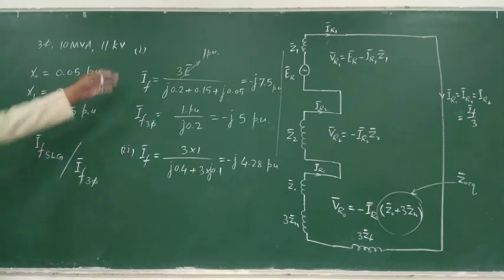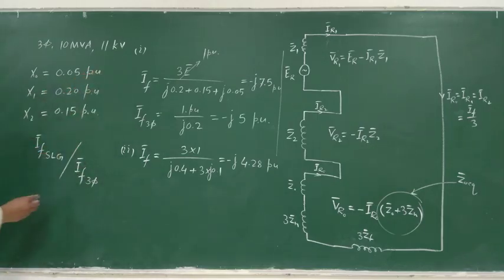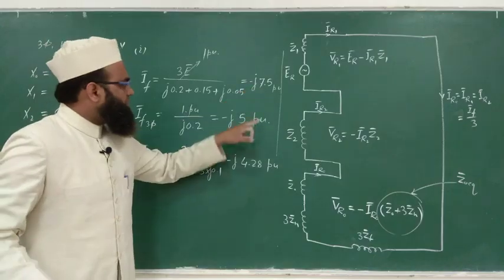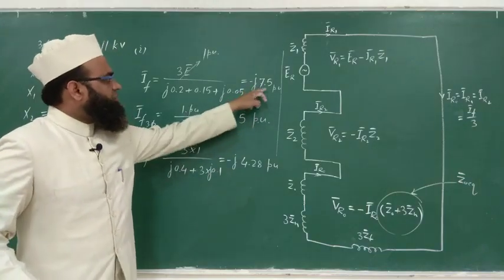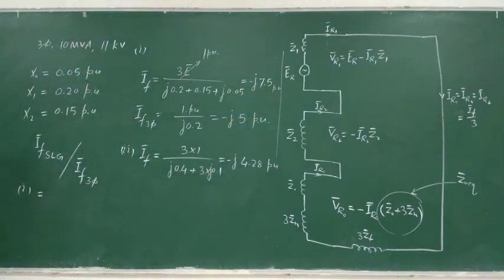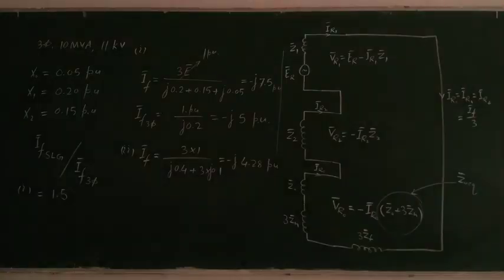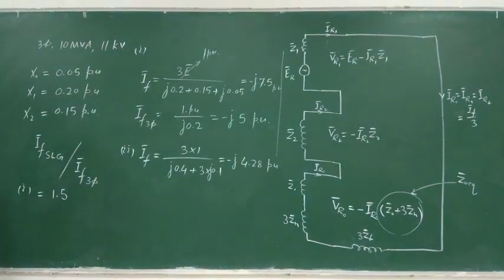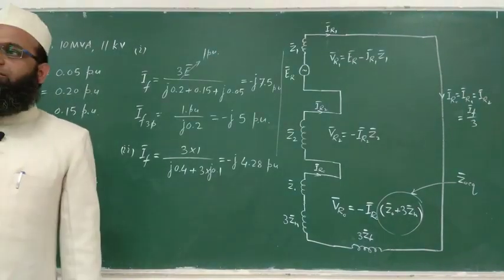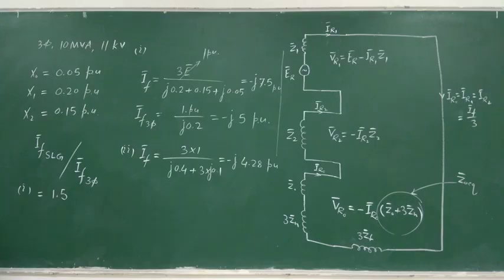So for the first case, what is this ratio? For the first case, we are taking this upon this. So minus j gets cancelled. So this will be equal to 1.5. So value in per unit or actual? It is a ratio, no unit, unitless. It means you can observe that this fault is more severe than this fault.